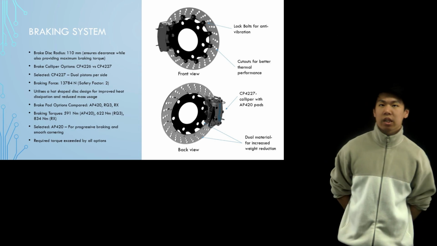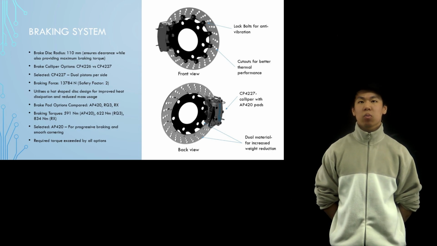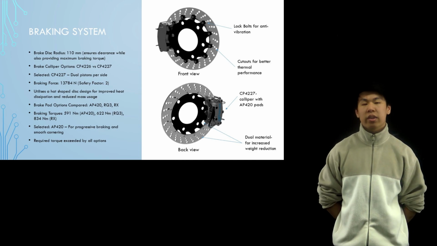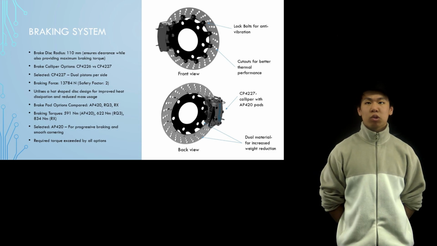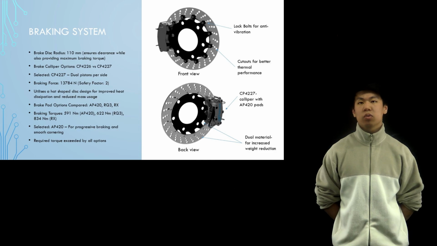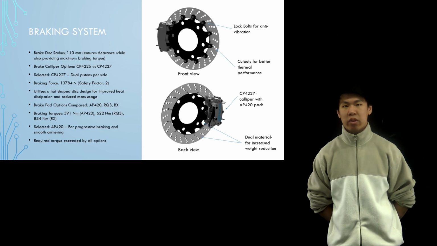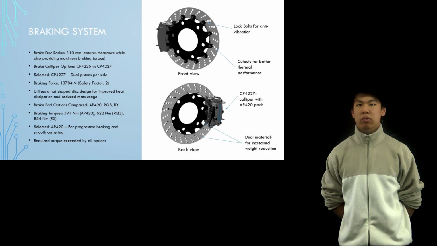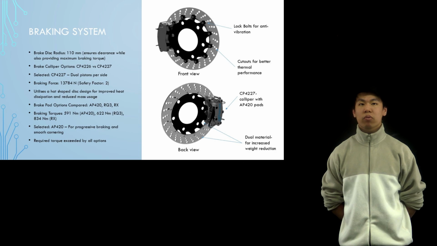For our braking system, we selected a brake disc radius of 110 millimeters. This size ensures adequate clearance within the wheel while also providing the maximum achievable braking torque within the packaging constraints. We evaluated two caliper options, the AP Racing CP4226 and CP4227. Ultimately, we chose CP4227, which features dual pistons on each side, offering improved clamping force distribution and better thermal performance. We employed a hat-shaped brake disc design, which uses two materials for increased mass reduction. The cutouts made enhance heat dissipation by allowing more efficient airflow.